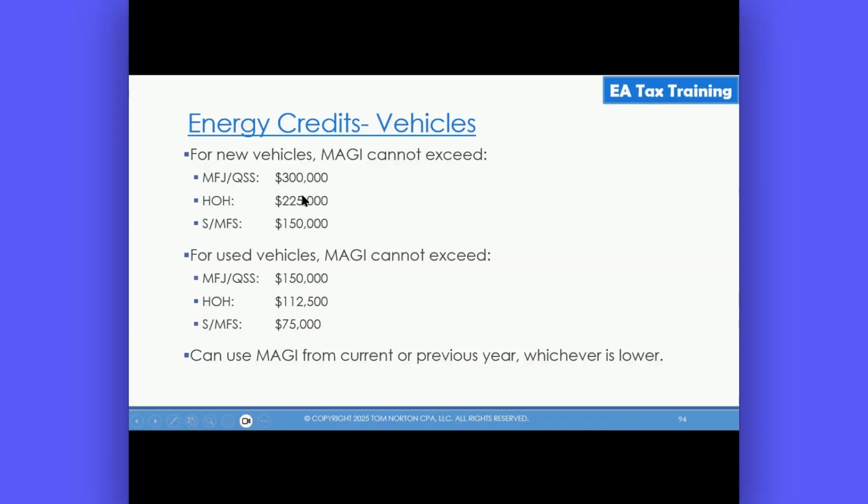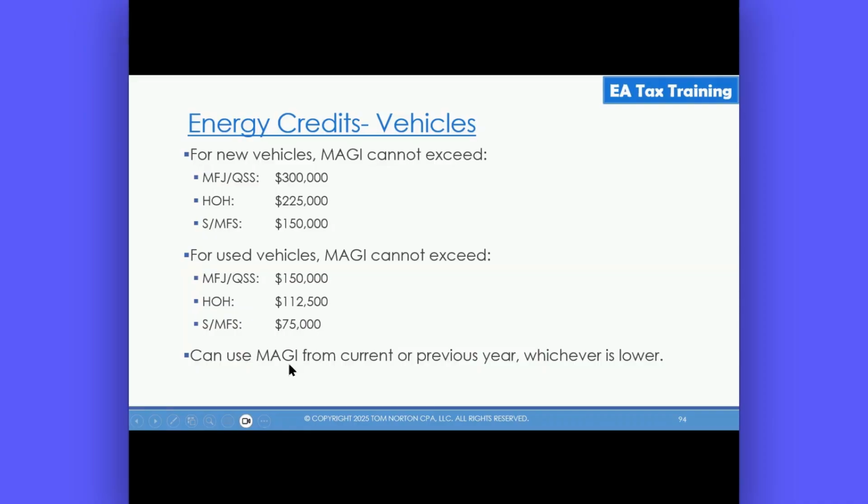And then you can see the other amounts. Head of household is $225,000, and then single or married filing separately is half of the married filing jointly amount, or $150,000. For used vehicles, you cut those amounts in half. So married filing jointly is $150,000, head of household $112,500, single or married filing separately is $75,000.